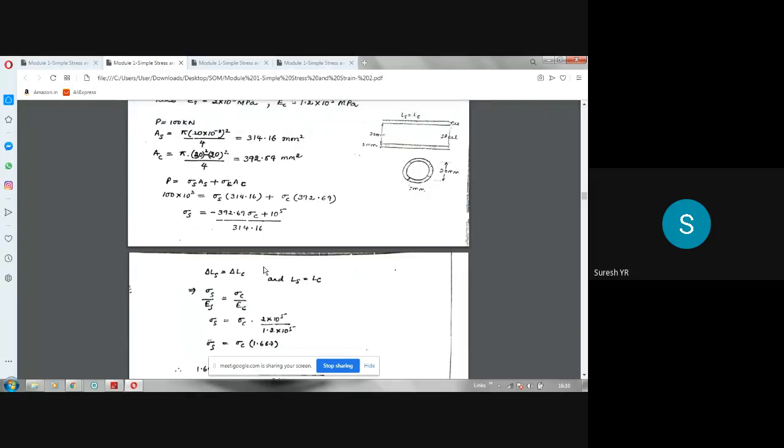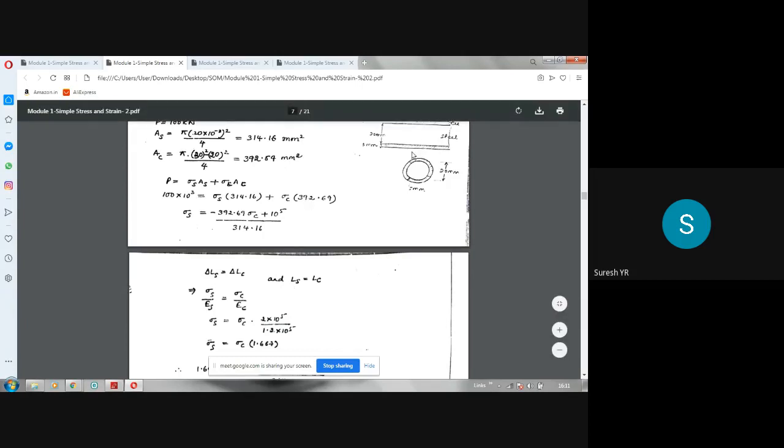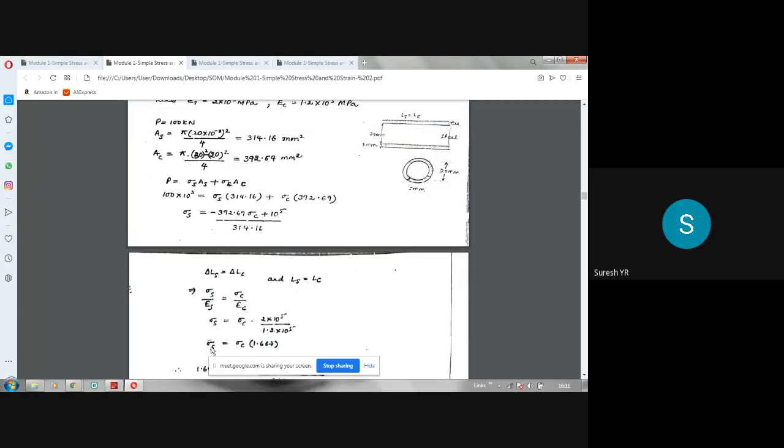According to that, the deformations in both the bars are equal. So delta LS is equal to delta LC. So here LS is equal to LC. In this case, both the lengths are the same. He has given the same length. If they give different lengths, you have to substitute different values there. But here it is given the same. So PL by AE, if you use that, you are going to get this. Using this, you will get another relationship between sigma S and sigma C. So sigma S is 1.667 times sigma C.